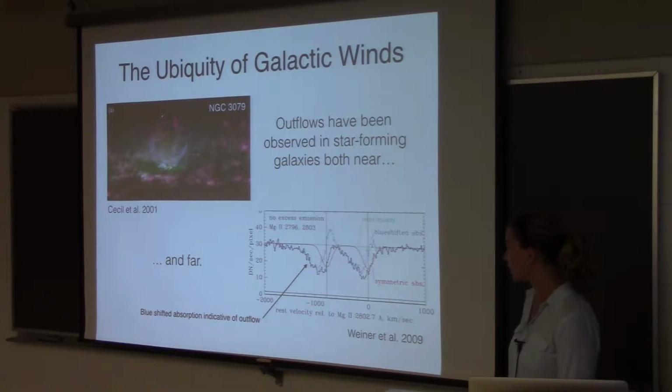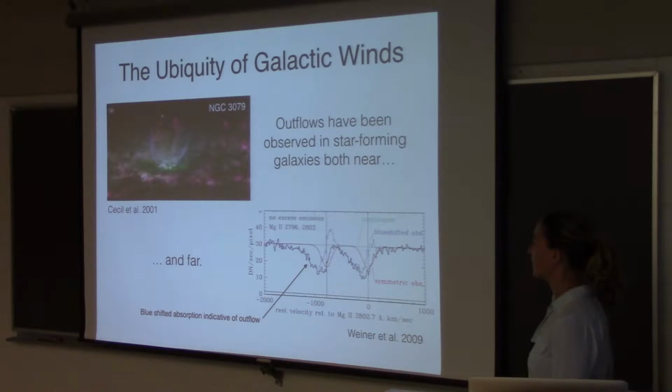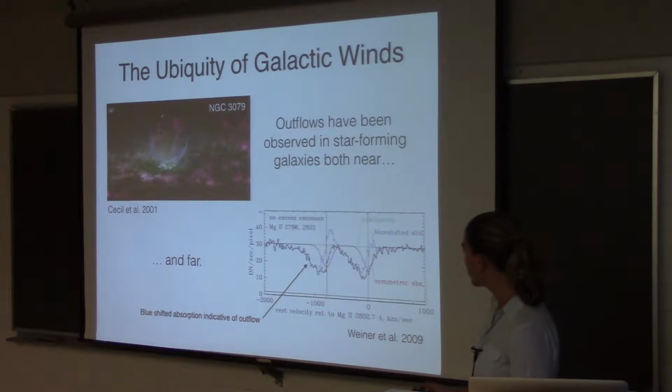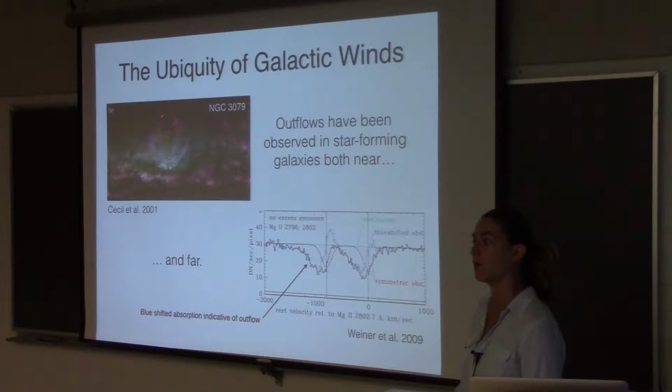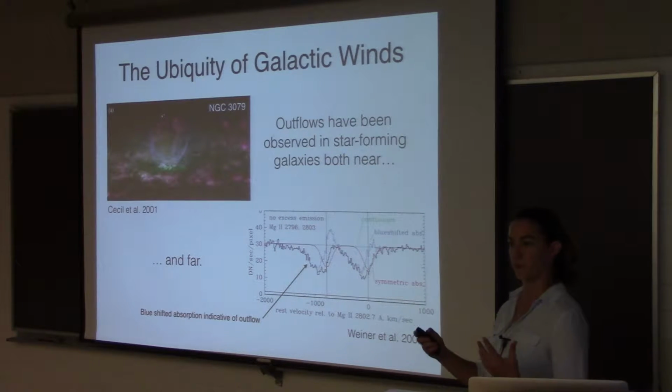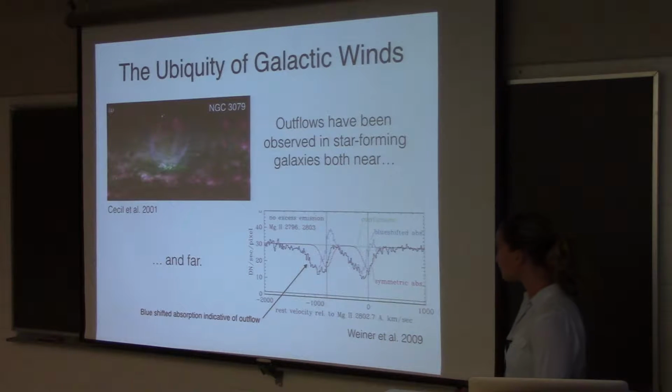We also have more recently gotten observations of winds in star-forming systems at higher redshift. So this is actually a stacked spectrum of galaxies at a redshift of about 1.4, where you can see blue-shifted absorption in this magnesium-2 line, and that's also indicative of outflowing gas from the system. So they appear to be features of these rapidly star-forming galaxies at many redshifts.